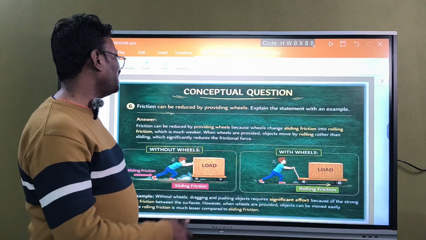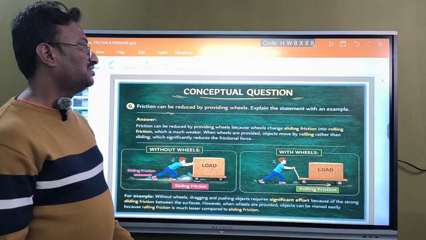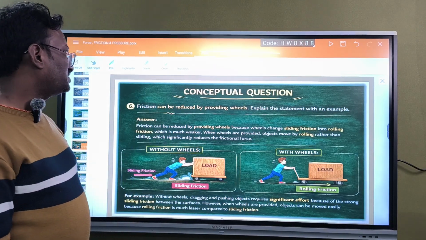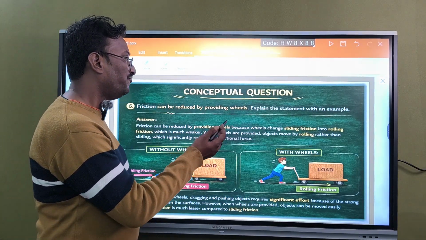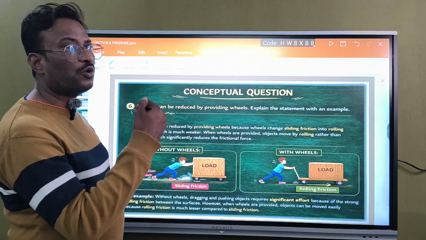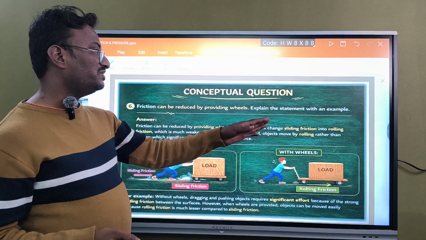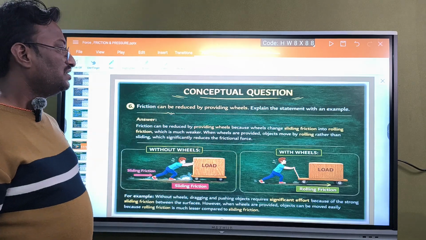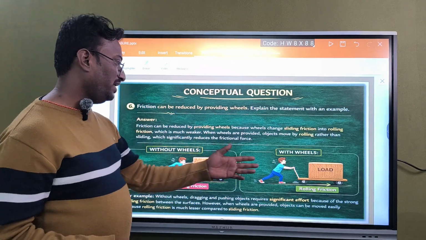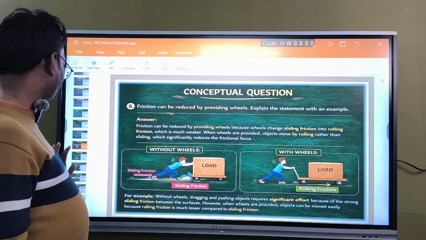Next thing is, friction can be reduced by providing wheels. Explain the statement. Friction can be reduced by providing wheels because wheels change sliding friction to rolling friction. Rolling friction value is less compared to sliding friction, so the friction is going to be reduced there.